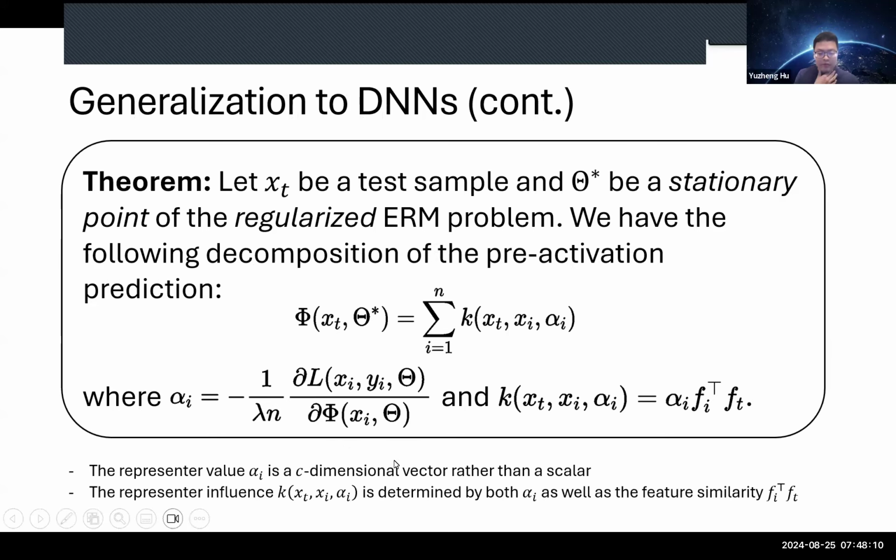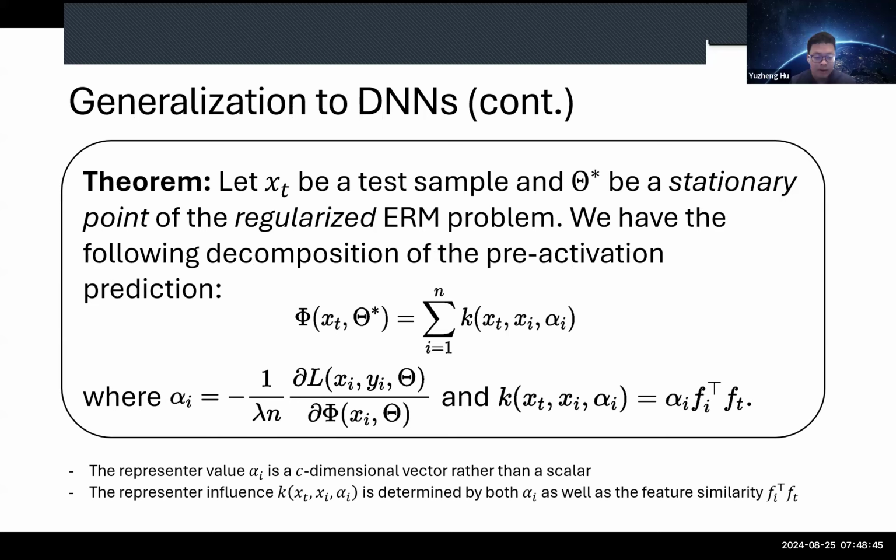So here there are a few comments. First of all, here the representative value alpha_i, we still refer to it as the representative value. But it is important to note that this alpha_i is a c-dimensional vector rather than a scalar. This is because the dimension of phi is c. Basically, because it is the pre-activation prediction, and we are focusing on this classification task, we have c different classes in total. So this also means that alpha_i is a c-dimensional vector.